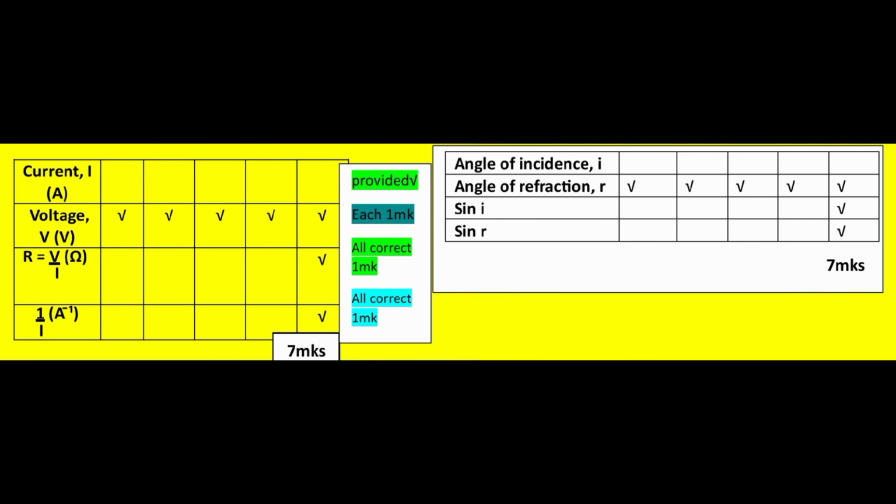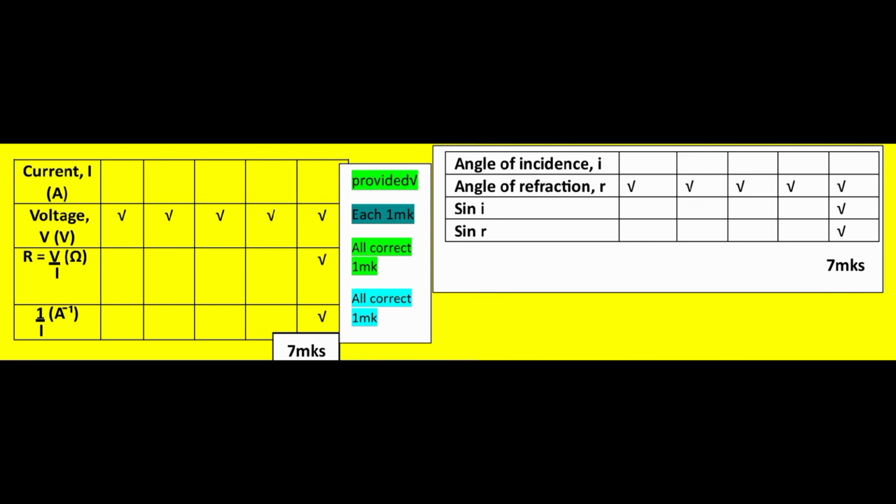But for example, in this table here, we have current, which will be given the values of currents. Then you are required to read the voltage. So that means the practical lies in the voltage row, because that's where you get your values directly from the practical. We also have a resistance row where you are dividing the values V over I. Then we have reciprocal of current. Also, you are just getting the reciprocal of currents from the calculators.